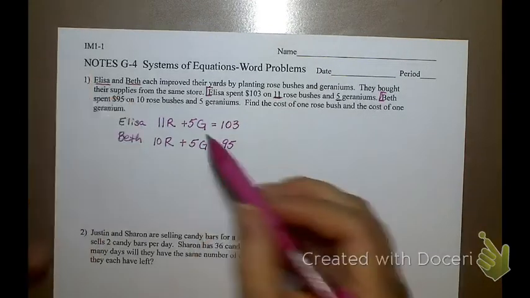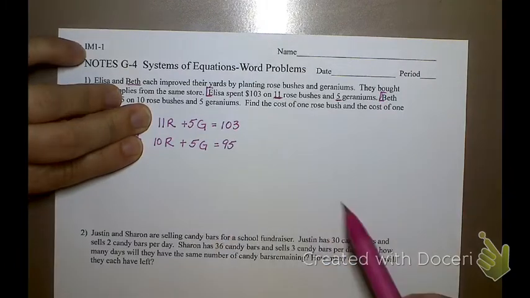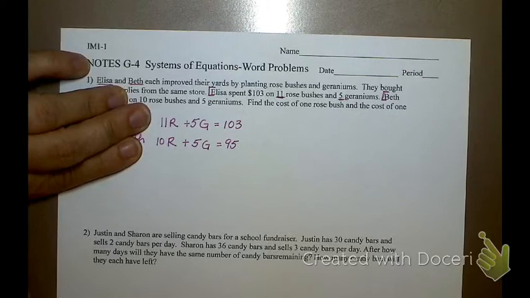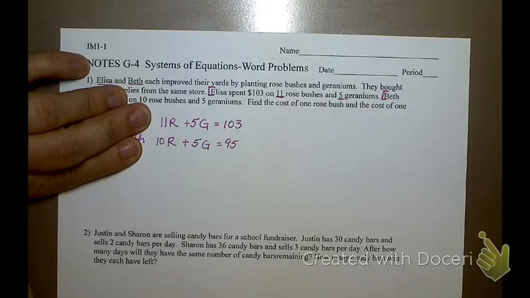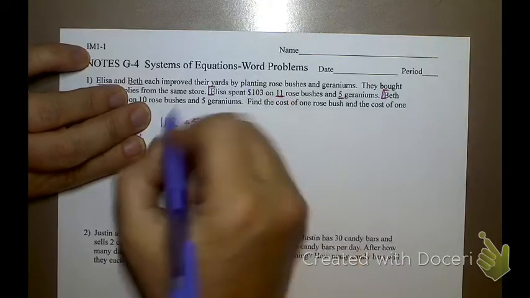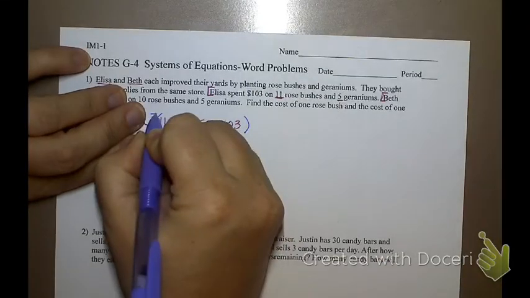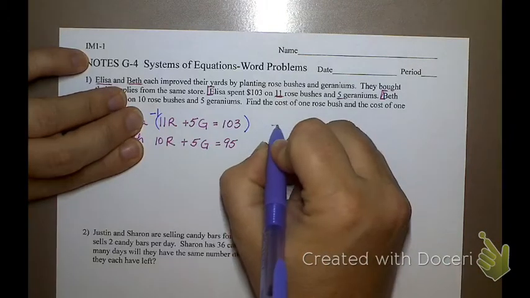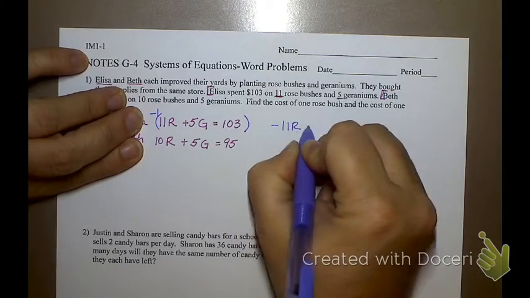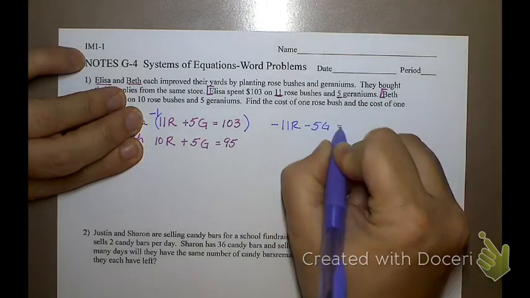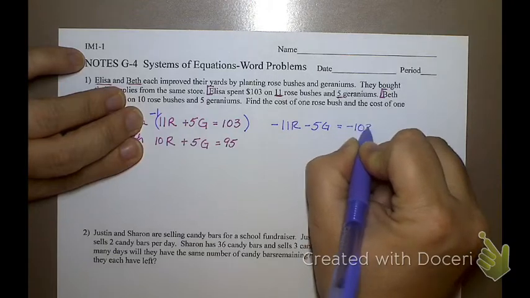So here's my system. I don't need their names anymore, really, but here's my system. What method should I use to solve it? Graphing, right? No, we're not going to graph these. That'd be a pain. I think we could do elimination pretty easily, couldn't we? What do I have to do for elimination? Just multiply one of them by a -1, right? So that would get me -11R. -1 times 5 would be -5G equals -103.